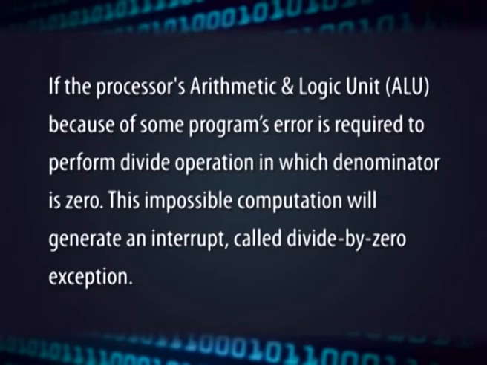For example, if a processor's arithmetic and logical unit, called ALU in short, because of some program's error is required to perform a divide operation in which the denominator is 0, this impossible computation will generate an interrupt called the divide by 0 exception. The exception will transfer the control to an interrupt service routine.